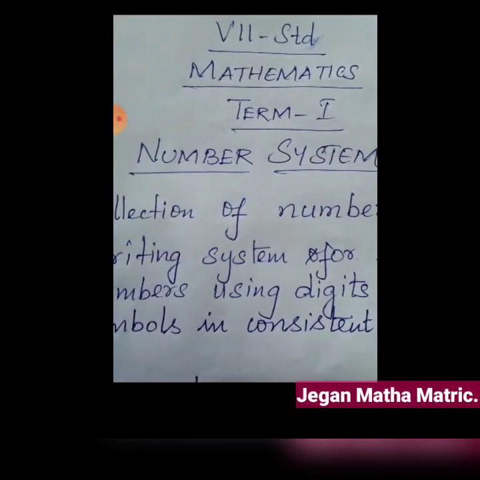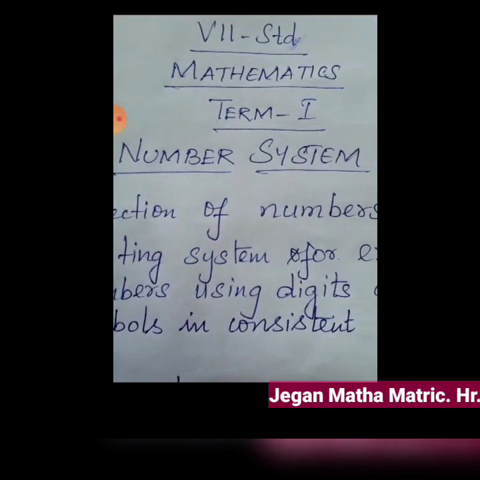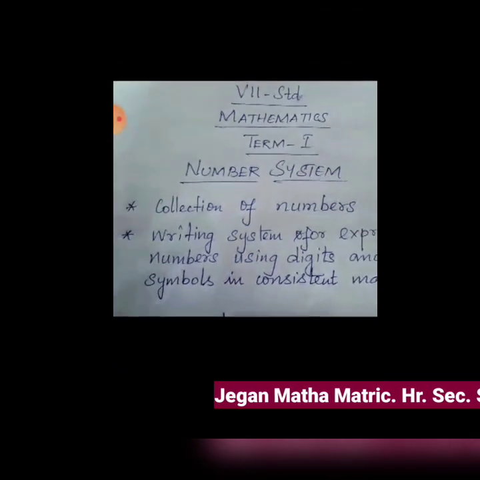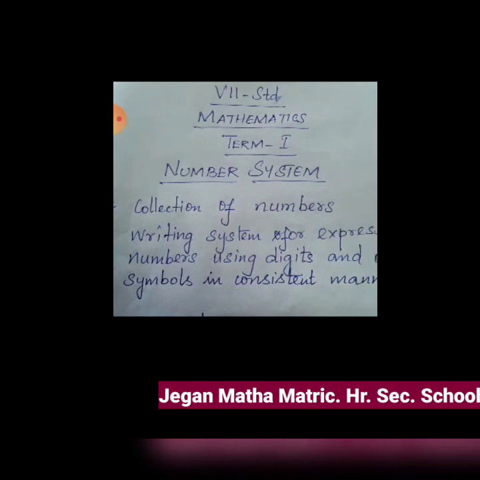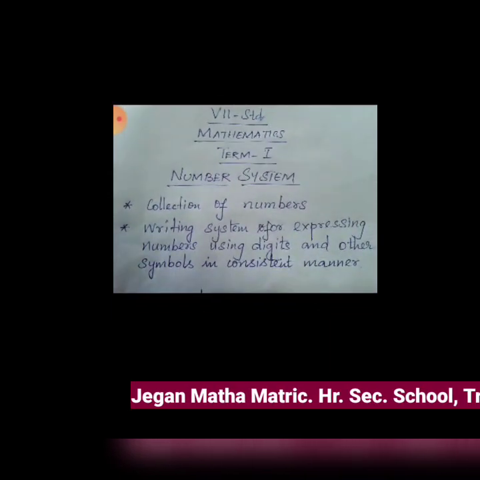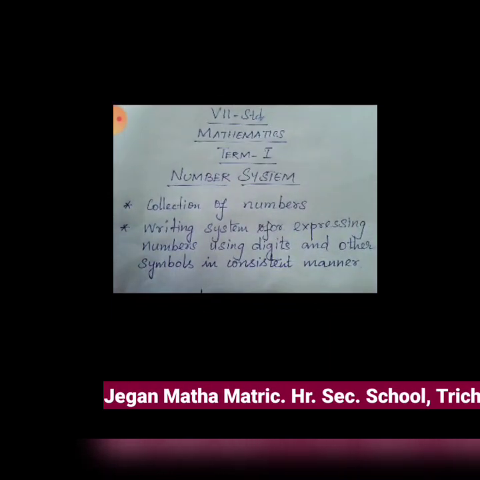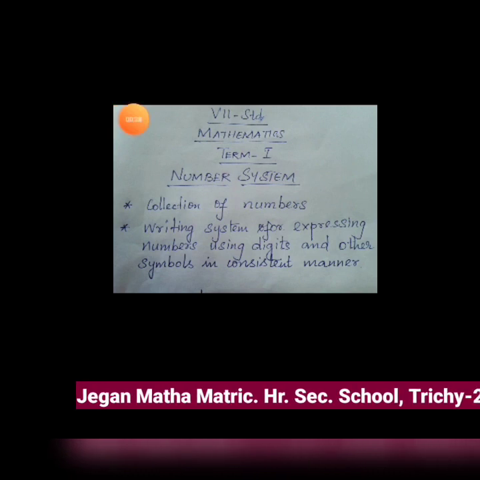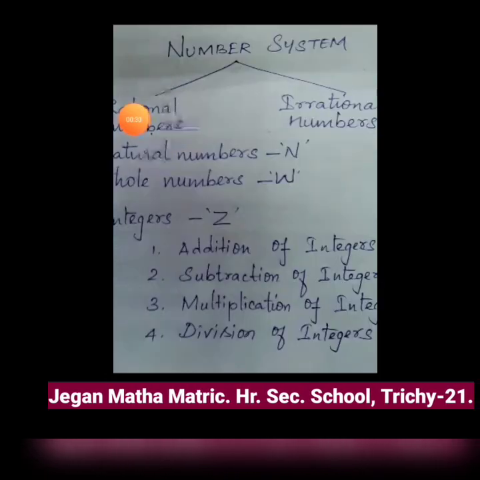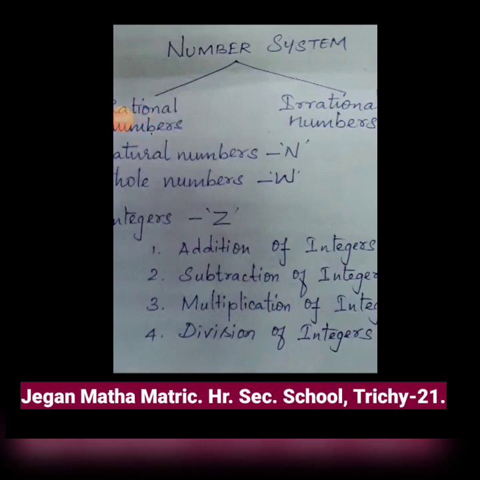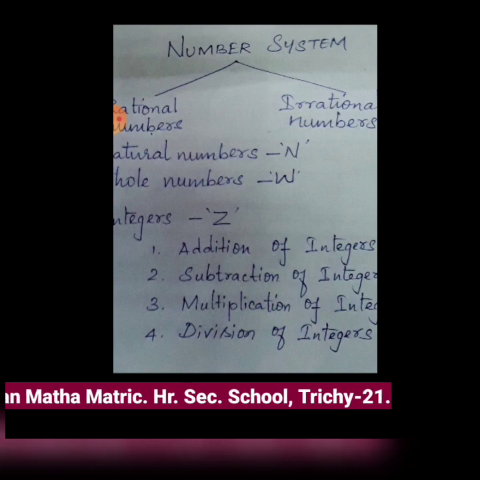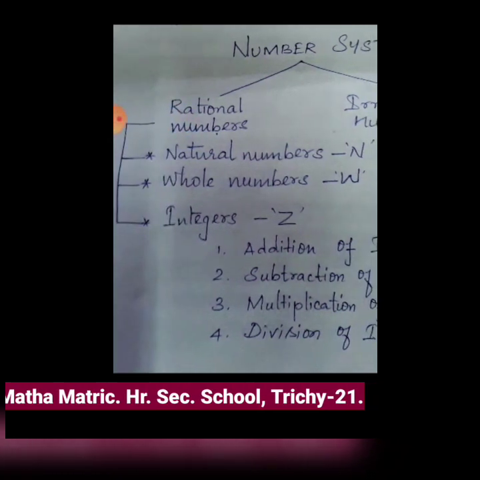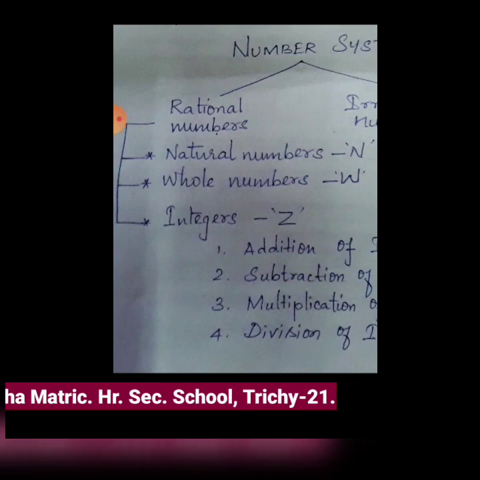Number system is the first chapter in 7th standard mathematics of term 1. What is number system? Number system is defined as the collection of numbers and writing system for expressing numbers using digits and other symbols in a consistent manner. Number system can be divided into rational numbers and irrational numbers. Rational numbers include natural numbers, whole numbers and integers.